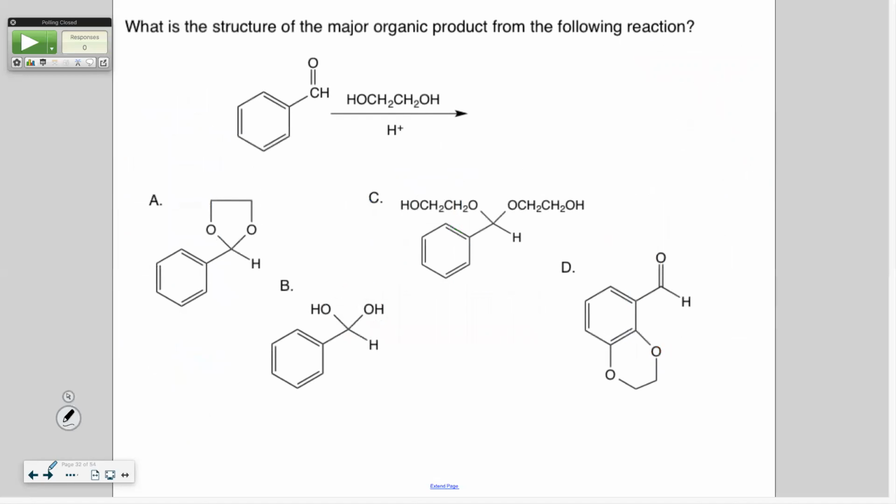Okay, so what is the structure of the major organic product from the following reaction?